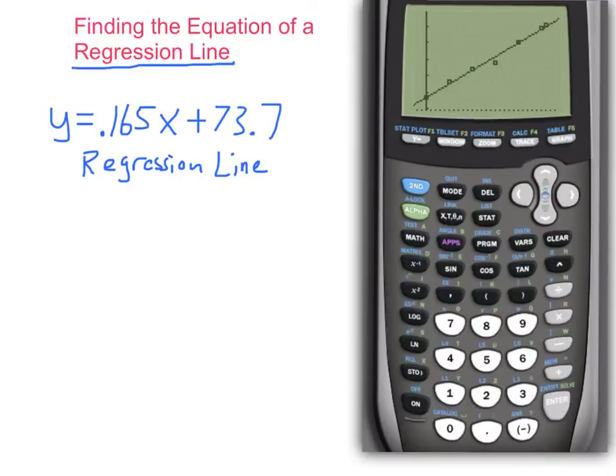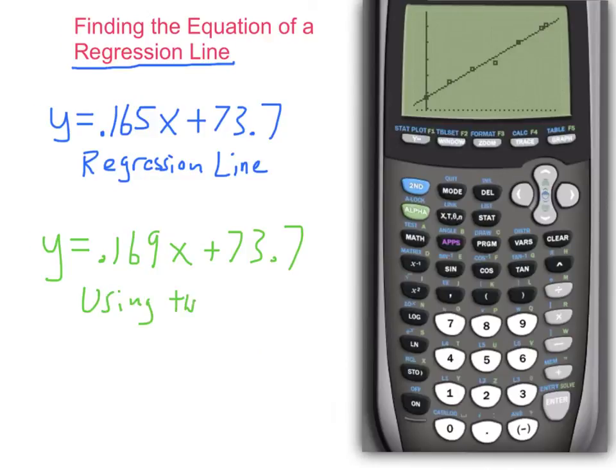Now I think it's interesting that the regression line, which uses a complicated statistical technique, came out so close to the one that we did by just picking 2 points on the graph. The one that we got using 2 points, remember, was y equals 0.169x plus 73.7. So this is the one we got using 2 points. We used the first and the last ordered pair. And if you compare these, notice that the y-intercepts 73.7 match perfectly, which is really good.